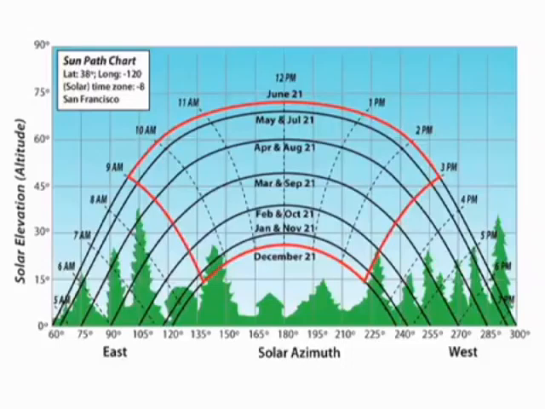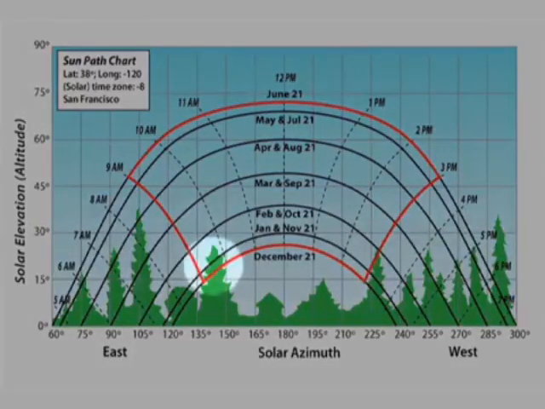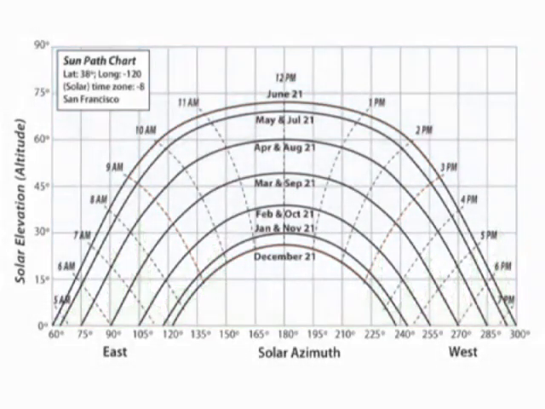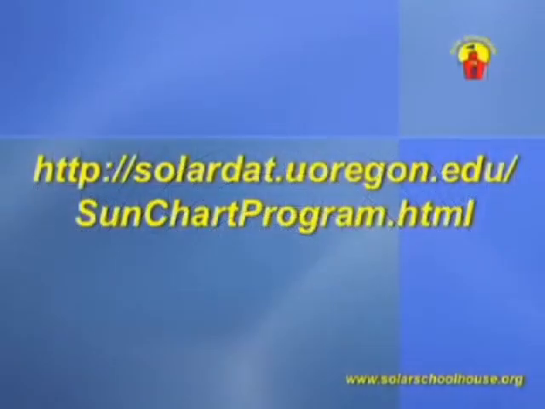Now we can see where the sun will be shaded during the year. Notice the lowest sun path, the path for December 21st. Between 9 and 10 a.m. on this day, the sun will be shaded by a tree that stands between 135 and 155 degrees on the compass rose. The University of Oregon has an online program for creating sun path charts like these for your location. It's available for free at this web address.